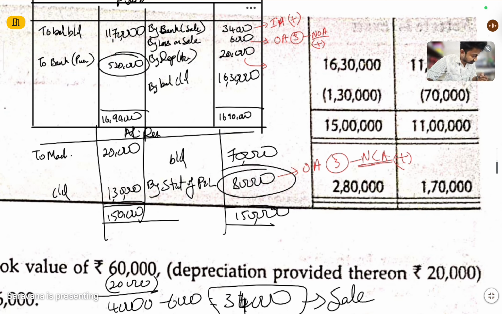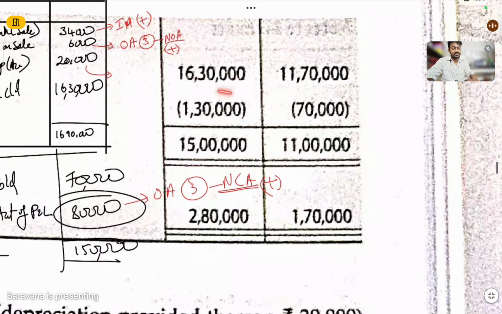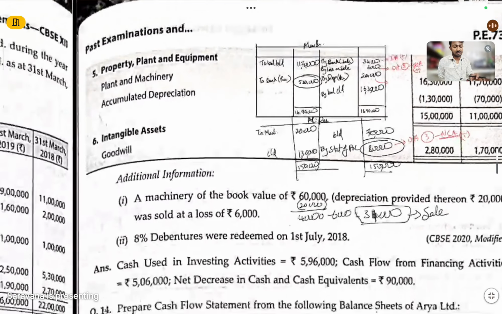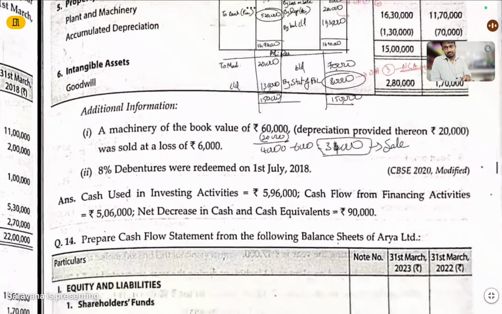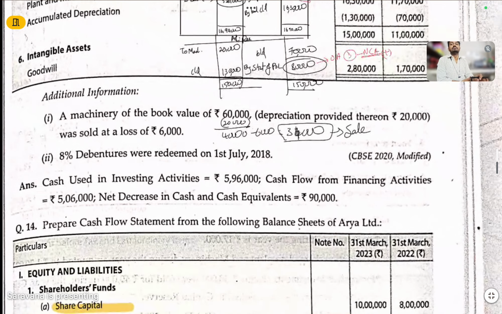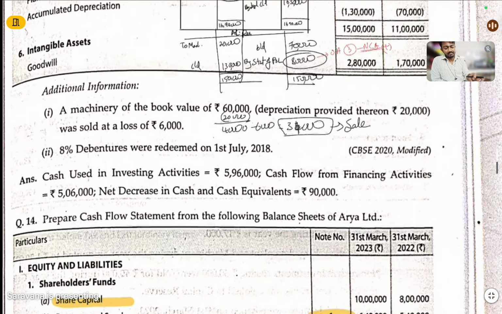In all the questions, depreciation will be in the minus part only, because it leads to a reduction, a decrease in the value of the asset. So in all the sums they do less and they do accumulated depreciation. Here 'less' is not mentioned; they have directly mentioned the bracket.